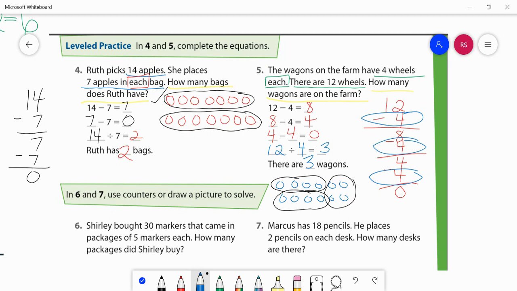I could also think to myself, what would be the opposite of that? What would be the multiplication sentence for that fact family? I could think about 7 times 2 equals 14, or 2 times 7 equals 14. That connects to our division sentence, right? Same thing with number 5. We have 12 divided by 4 equals 3. Well, what do you multiply by 4 to get 12? 4 times 3 equals 12, or 3 times 4 equals 12. So they kind of connect. So you can always check your division facts with your multiplication facts.